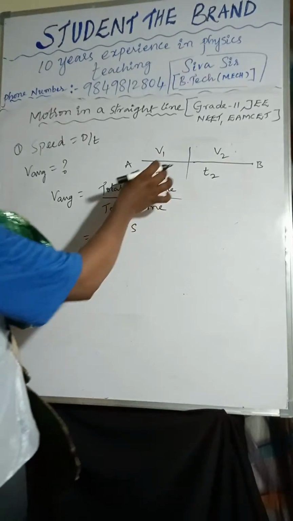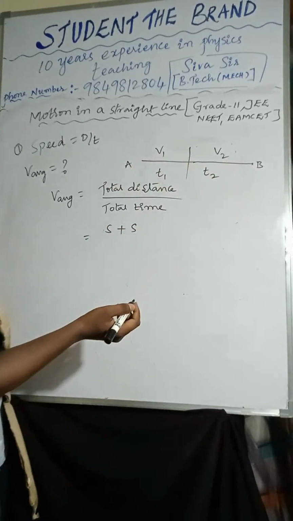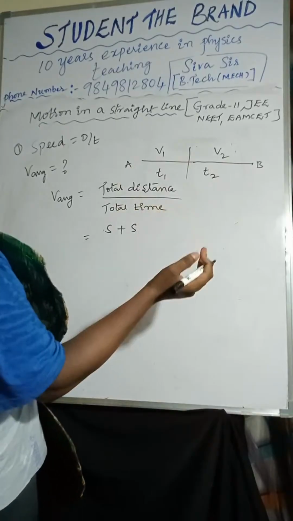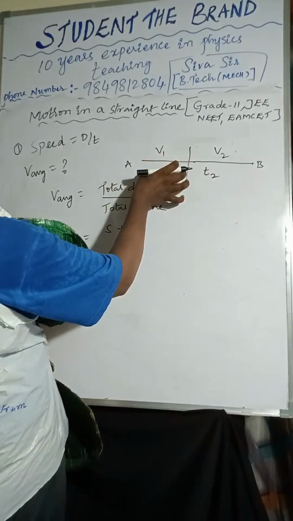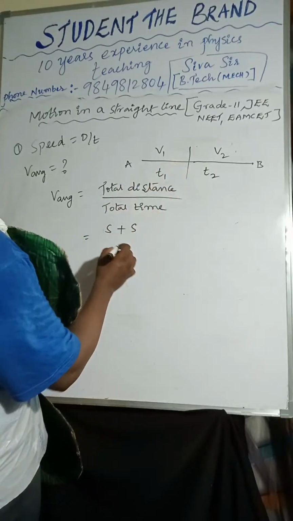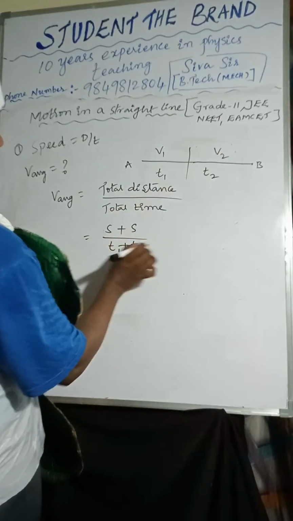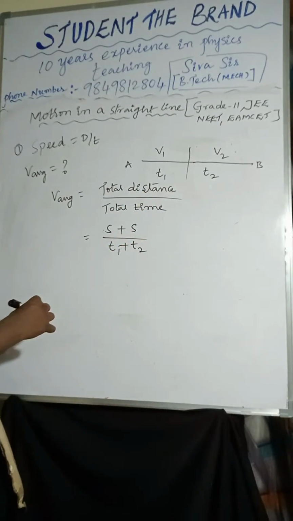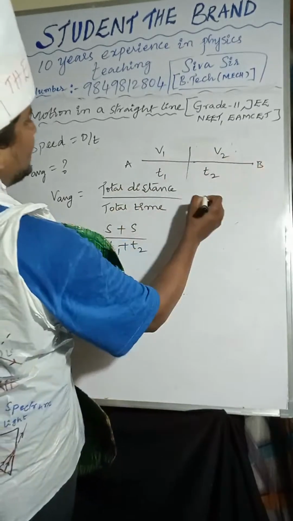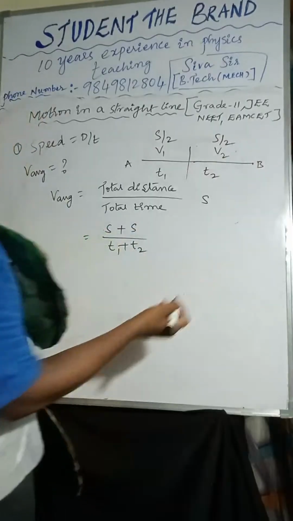So total distance s plus s. Suppose if you are taking 2s or s by 2 also we are considering, right? Total distance by total time taken, by t1 plus t2. Or if you are taking the total distance s, this is s by 2 and this is s by 2, that is also fine.